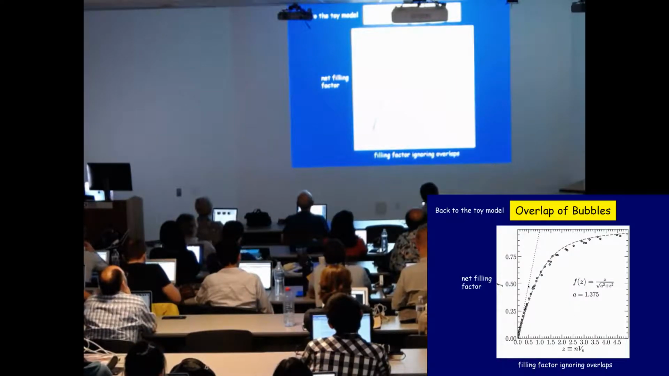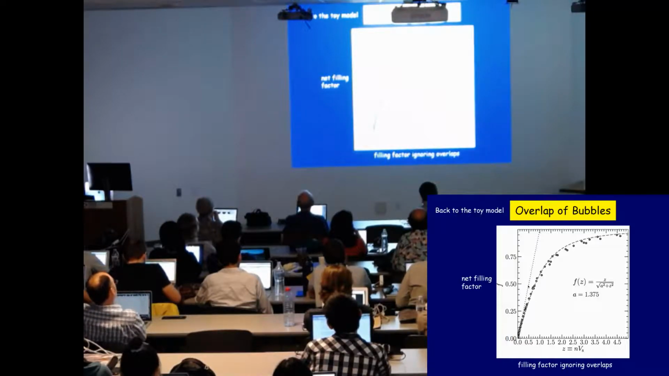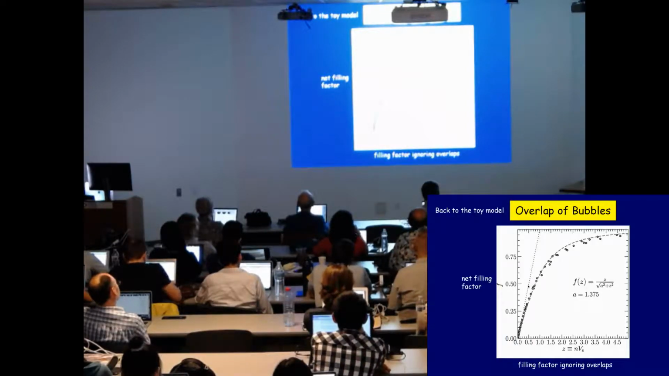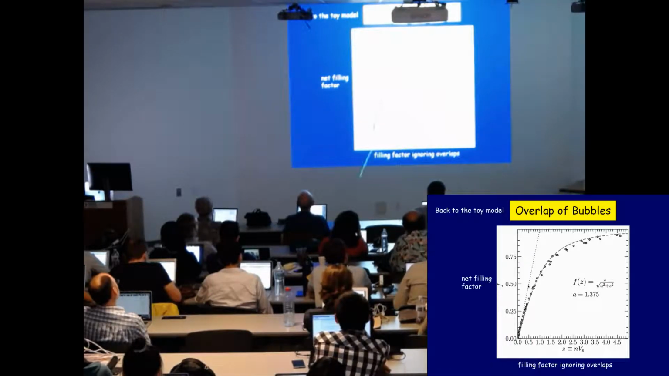Now you can start worrying about little details. One of them is, what if the bubbles overlap? I totally ignore this, and I just took the volume of a bubble times the number density of bubbles. But you can look at the simulations and do a Monte Carlo simulation where you put bubbles at random inside a disk, and you end up with a real filling factor, including overlaps. And this is the relation between them. So we have a little fitting formula for this.